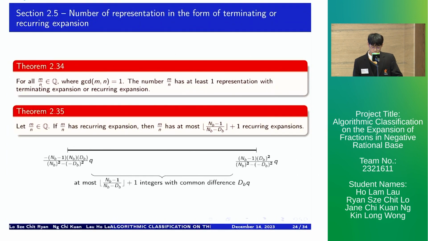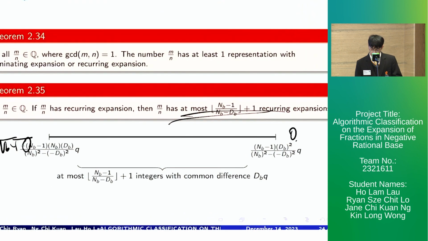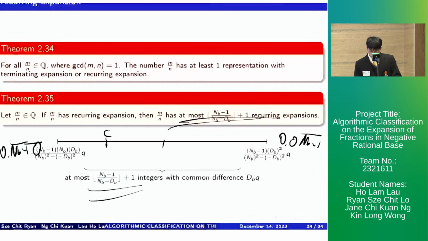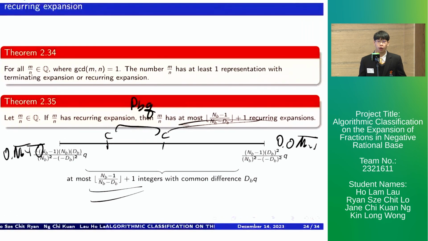So now we have just shown the existence of representation of any M/n. For the upper bound, theorem 2.35 asserts that there are at most floor plus 1 recurrent expansions. The idea is to consider the lower bound and the upper bound of the primary recurrent expansion, in which we see inside the bound there are at most floor plus 1 integers that are apart by dBq. So if all of these C have primary recurrent expansions, then M/n achieves that many recurring expansions.